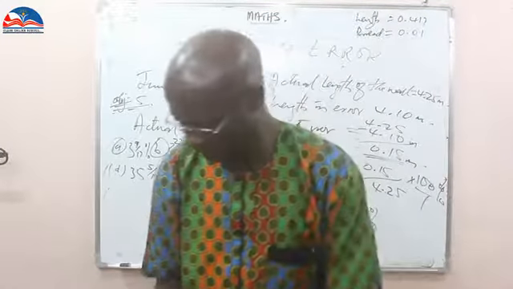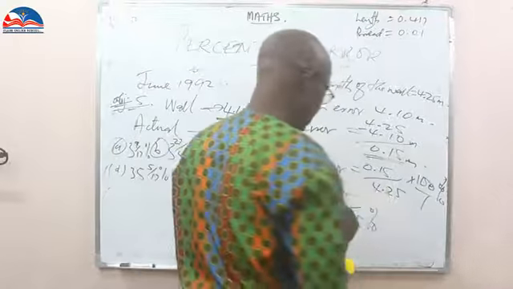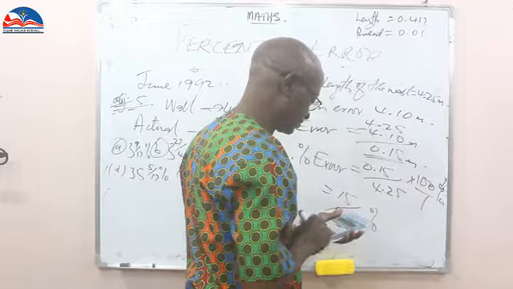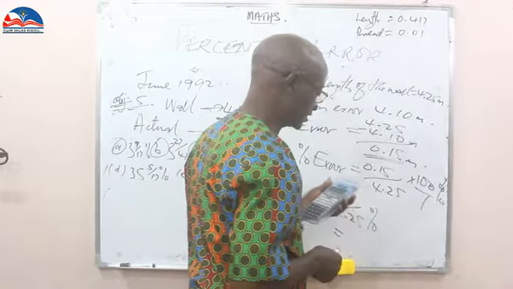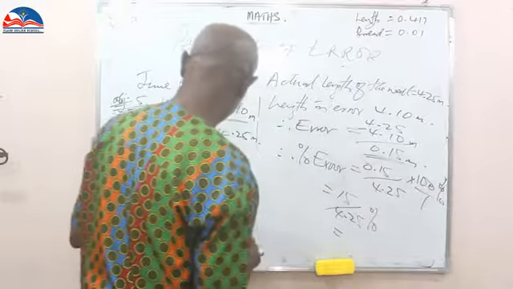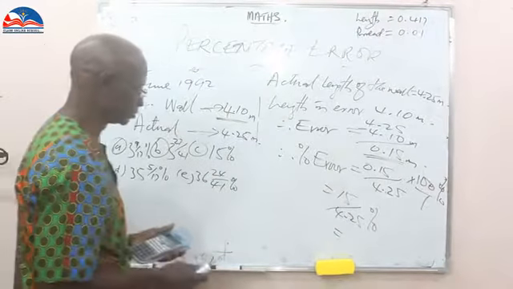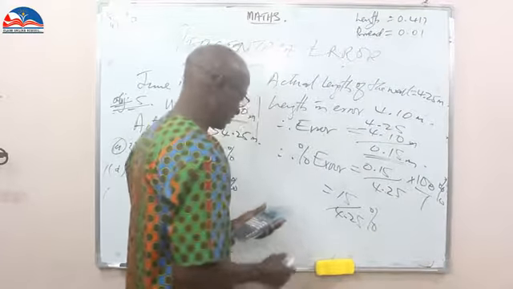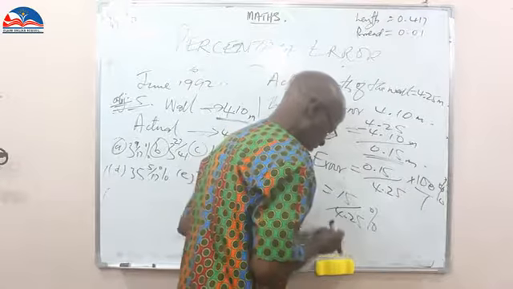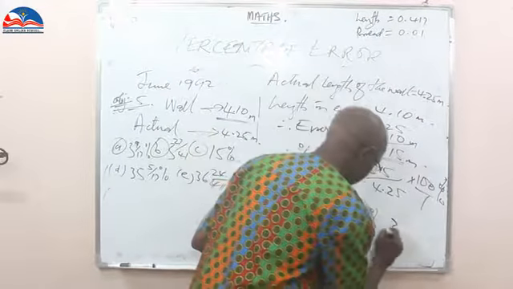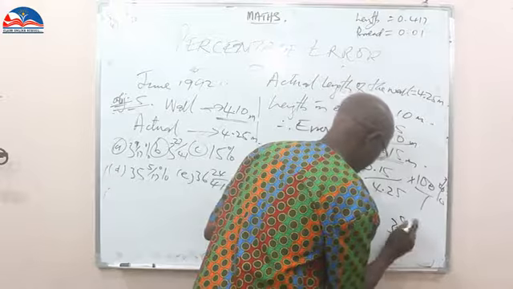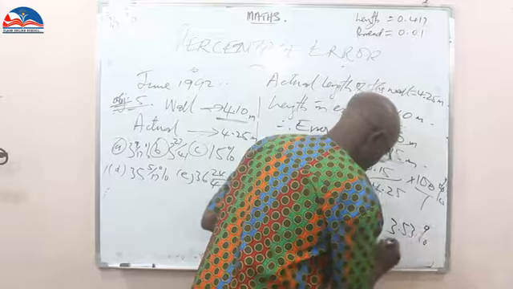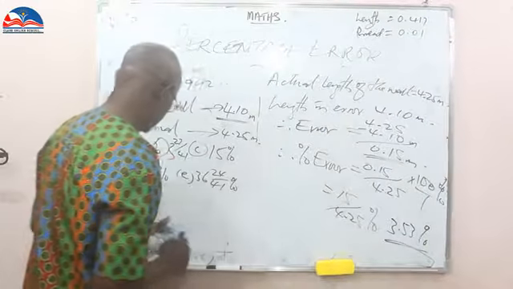Let's calculate. 15 divided by 4.25 gives 3.53. Okay, let's divide it quickly. 4 goes there, it's 4 1/4. I can convert it to that. That gives 3.53%.